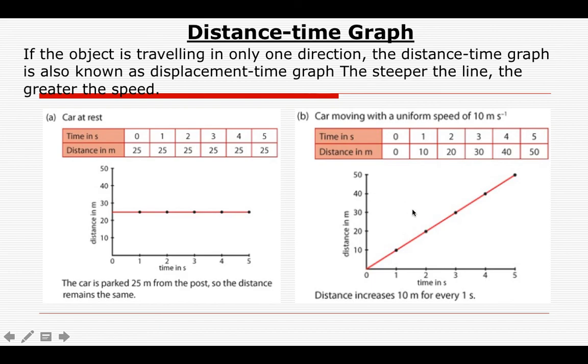Now for part B, you could calculate the speed by calculating the slope. Let's say your rise is going to be from this point to this point, which is actually 50, and the run is 0 to 5, which is 5. So 50 over 5 gives you 10. So 10 meters per second.